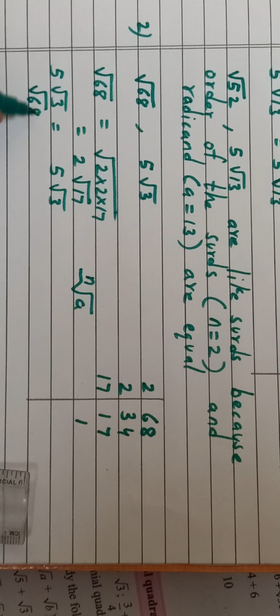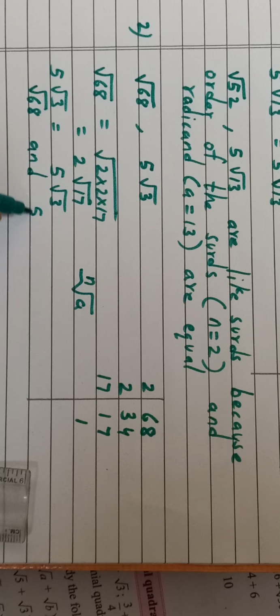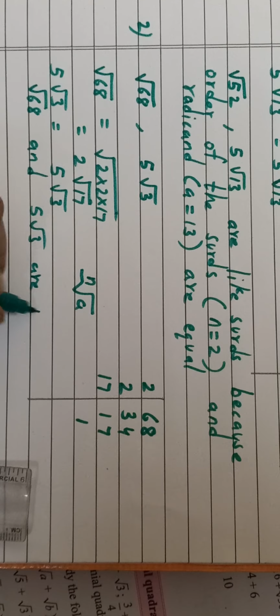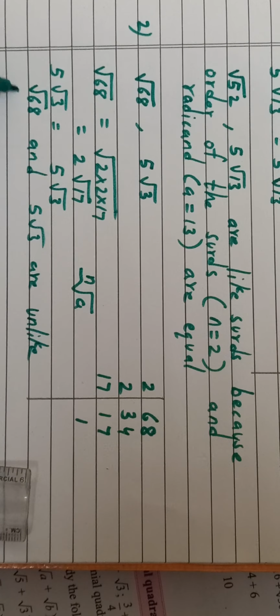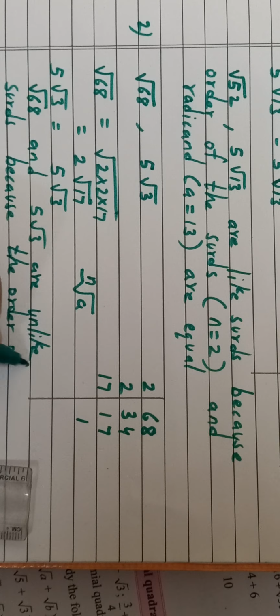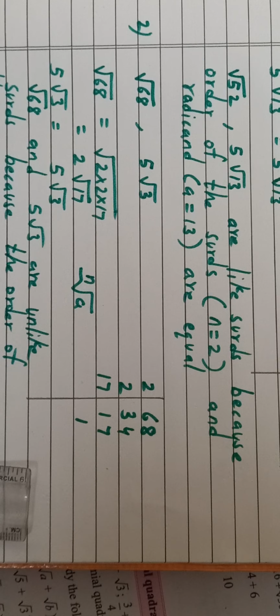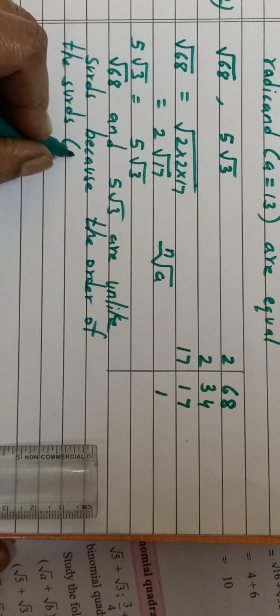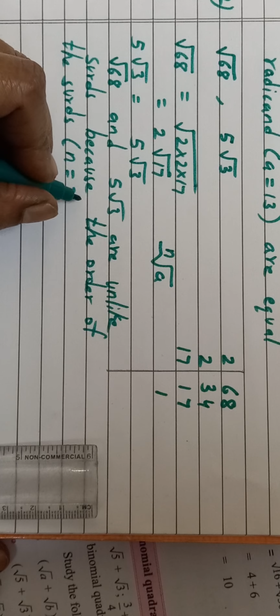Under root of 68 and 5 root 3 are unlike surds. Are unlike surds. What will we write? Because, now two things you have to check, because the order of the surds, n is equal to 2.